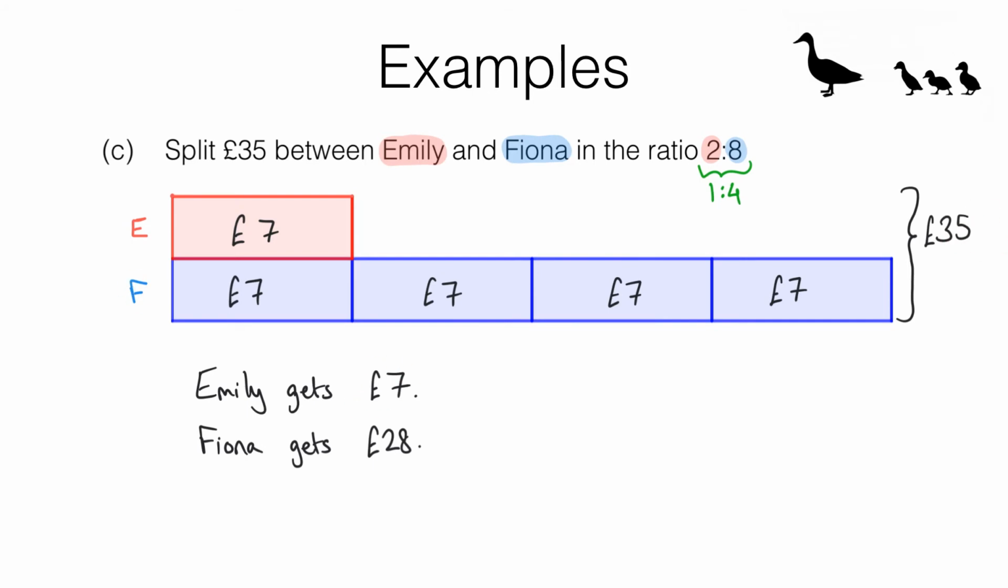Fiona, meanwhile, is getting 4/5. She's getting 4 boxes out of 5 boxes in total. So she's getting 4/5 of the money, and 4/5 of £35 is £28.